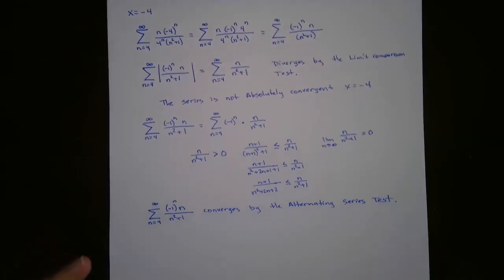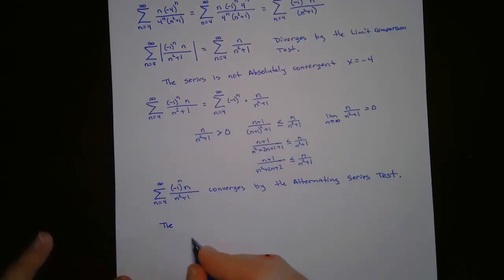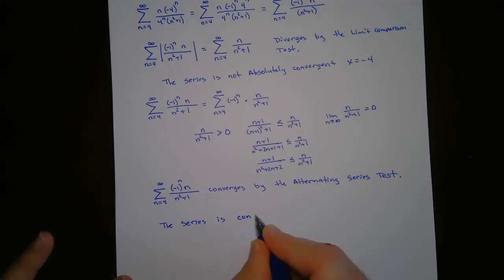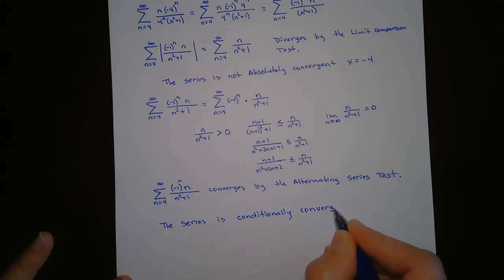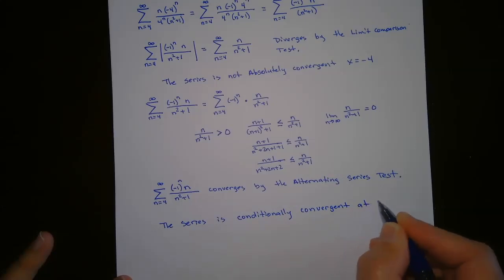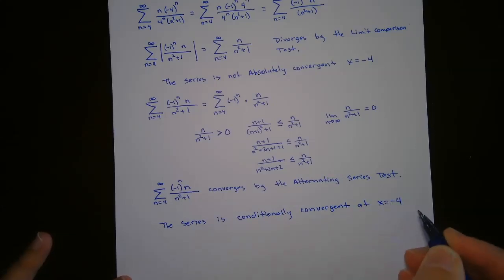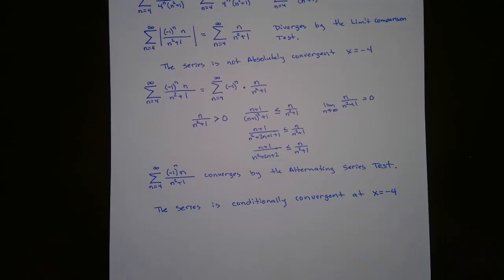Okay, which means the series is conditionally convergent at x equals -4. Okay, so the original question was, for what values of x does the series converge absolutely and conditionally?